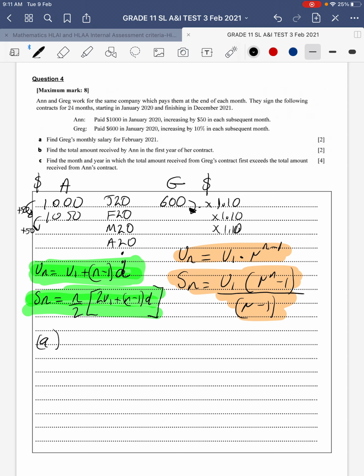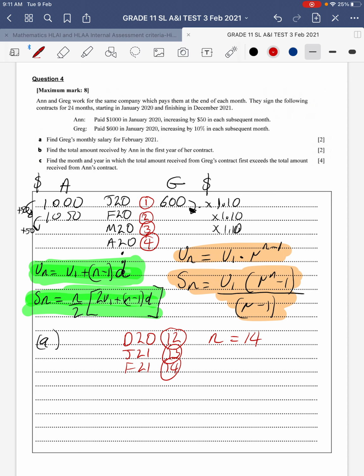We want to know Greg's monthly salary for February 21. Okay, so now we're just going to go back up here. This is going to be the first term, the second term, the third term, and the fourth term. Now we've got to think ahead. This is actually going up to February 2021. Okay, so basically, can you think that December 20 will be the 12th month, January 21 will be the 13th, and February 21 will be the 14th. So we've basically got n equals 14.